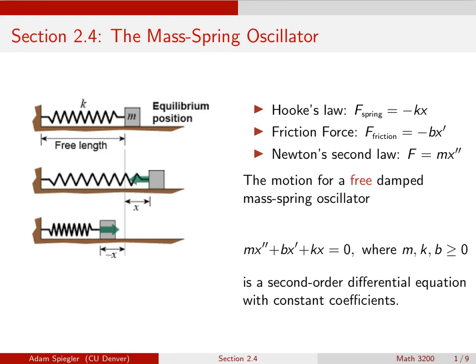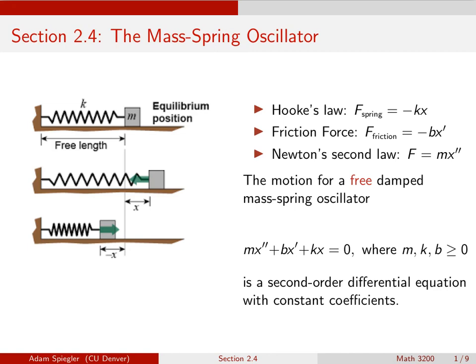Furthermore, we're going to start looking at what's called the free mass spring oscillator, meaning that there's no other forces acting on this mass. The only forces involved are the forces due to the spring and friction. So on the right side, we have a 0 over here. We're first going to consider the homogeneous case, and then we'll put some external force on the system and take a look at what resonance might look like in this context.